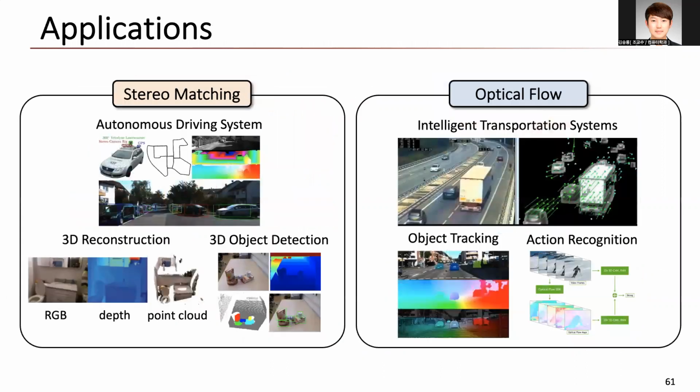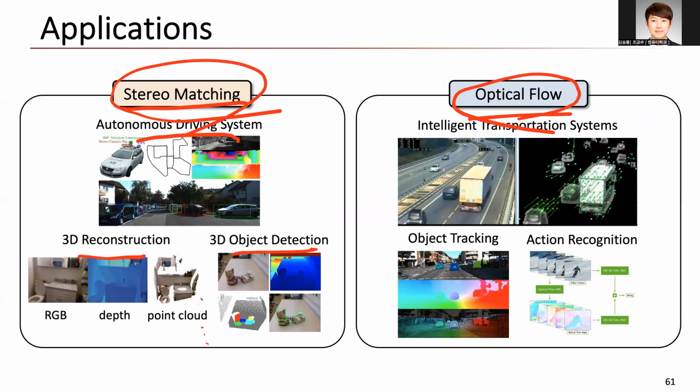Why? There are so many kinds of applications. Stereo matching can be used in autonomous driving systems, 3D reconstruction, 3D object detection, things like this. And optical flow can also be used in intelligent transportation systems, object tracking, or action recognition, because optical flow contains the motion information. Right? So these are applications for dense correspondence.